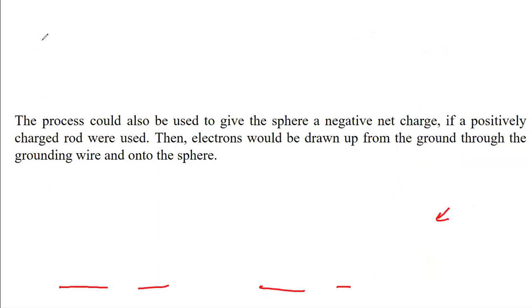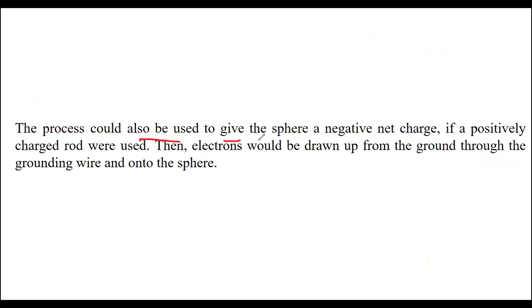Now, in this process, you might want to notice that it could also be used to give the sphere a net negative charge. So you can replace your ebonite rod with a rod which is carrying a lot of positive charge, follow the procedure, and then you can put net negative charge on the metallic sphere. Then electrons would be drawn up from the ground through a grounding wire and onto the sphere.